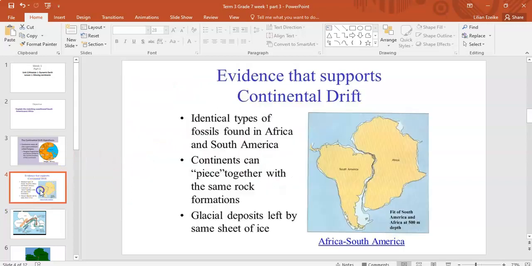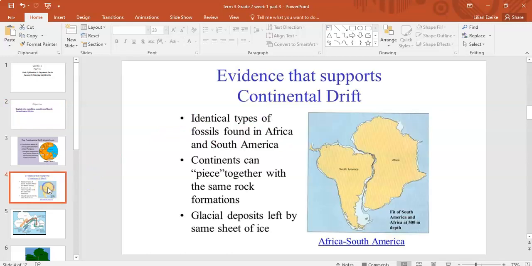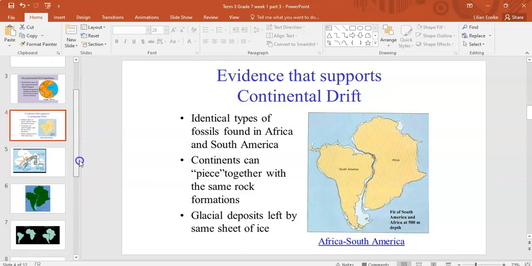So we are going to look at what our objective is telling us today. We want to explain the matching coastlines. We want to explain how the coastlines, the boundaries of South America and Africa can fit properly, just like the way you can fit a part of the puzzle into it from where you removed it, from what we explained in the last lesson. So quickly we go to that and some other evidences that we have concerning the South America and the Africa continent. Now we are going to go straight to the lesson.